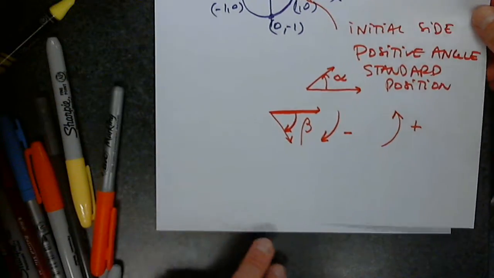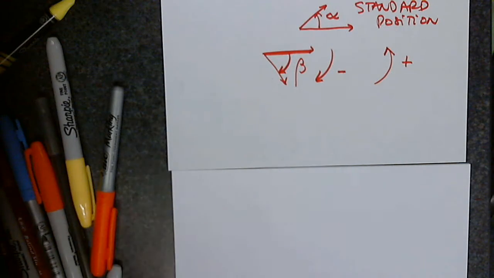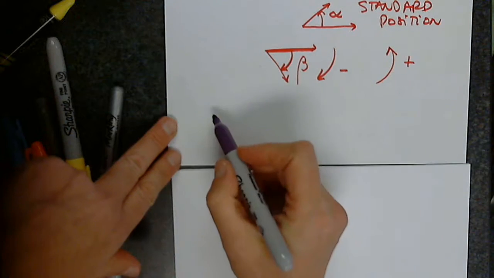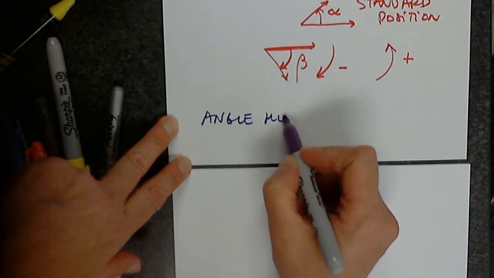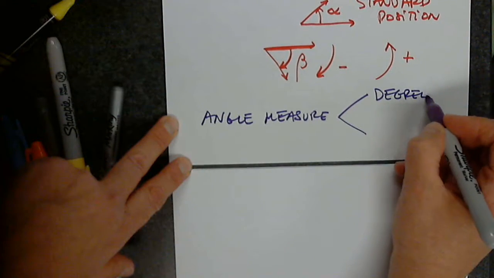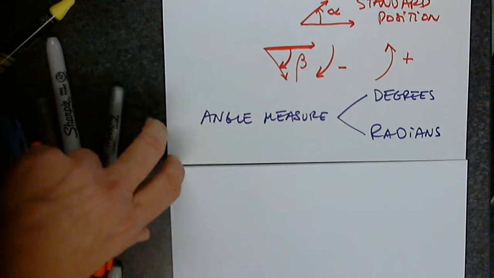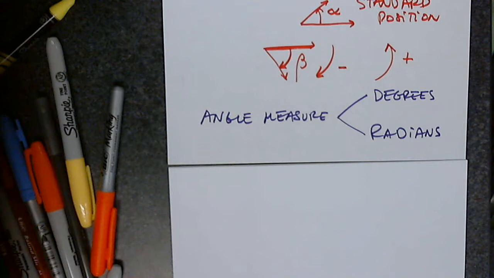We have two ways of measuring angles, with degrees or radians. So angle measure: degrees, radians. You can say, why do we need two? And the answer is, we don't. But when it comes to certain formulas, we cannot use degrees. We must use radians. So we might as well present them from the very beginning.